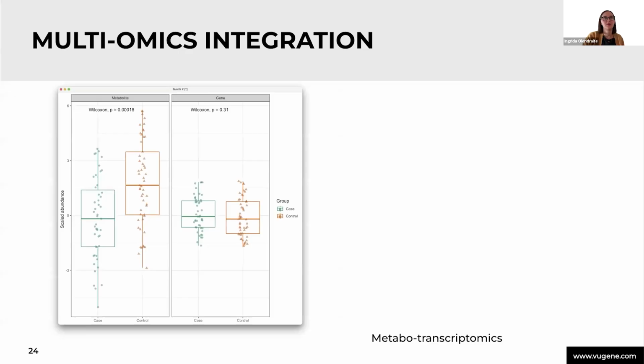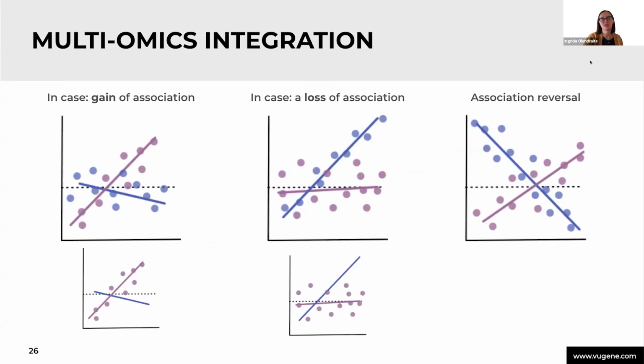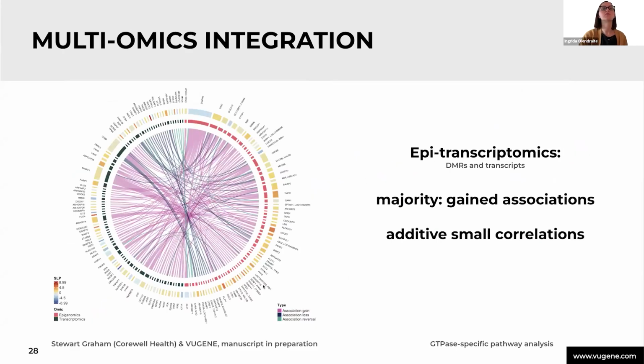And one thing from multiomics integration: if you look at this metabolite, it seems important. This gene, it does not. But when you plot them against each other, we could see that in cases and in controls, it's a different correlation. So you might not have association in your controls, but you gain association in your cases. It might be the other way around, or there might be correlation in both, but it's the opposite. And we took all of these associations in the middle of the circa plot.